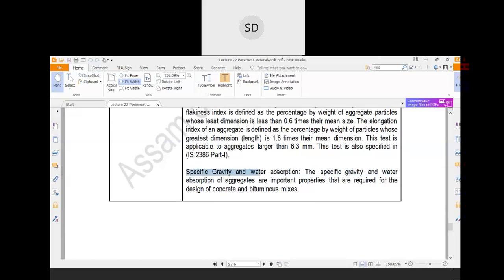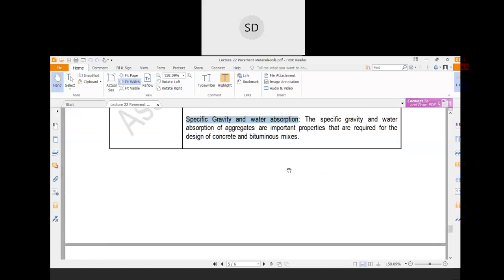The next is specific gravity and water absorption test. In the specific gravity, you know what is specific gravity. These two tests are performed simultaneously, and the water absorption test is also important to find out what is the percentage of water absorbed by the aggregate.